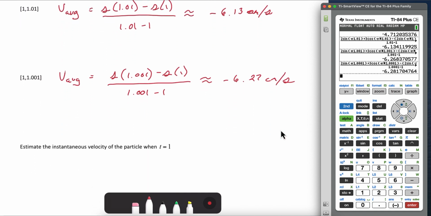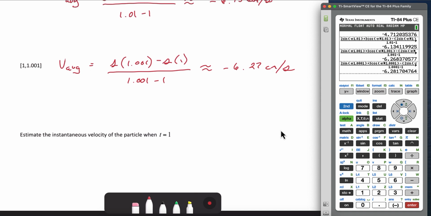So using these, let's estimate the instantaneous velocity. Remember, the instantaneous velocity is what we're approaching. As we make our time intervals smaller and smaller and closer to that starting value of 1, it looks like we're approaching something. It looks like we're getting closer and closer to negative 6.28. So it looks like the instantaneous velocity is negative 6.28 centimeters per second.